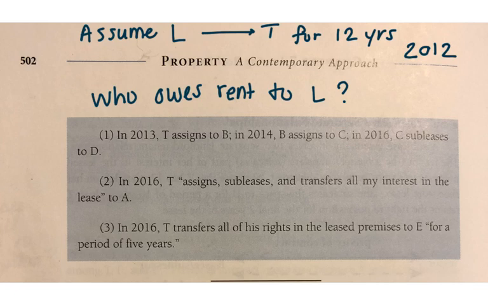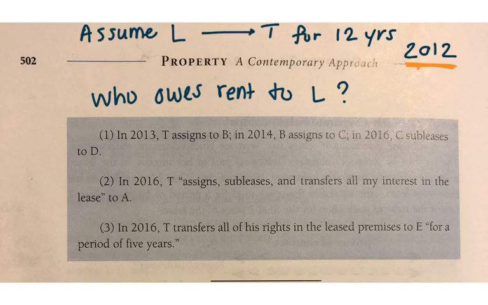All right, number 3. In 2016, T transfers all of his rights in the lease premises to E for a period of 5 years. Who owes rent to L? So to answer this, you have to go back and look at the original terms of the lease, which began in 2012. So in 2016, there was a term of 8 years remaining on T's original lease because T transferred the right to possession to E for only 5 years. That means he retained a right of possession for the final 3 years.